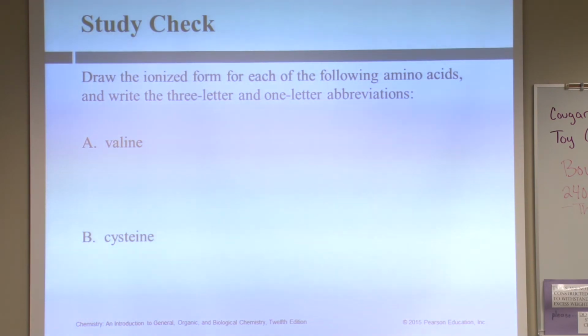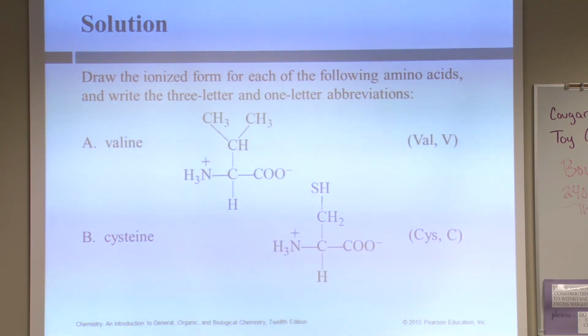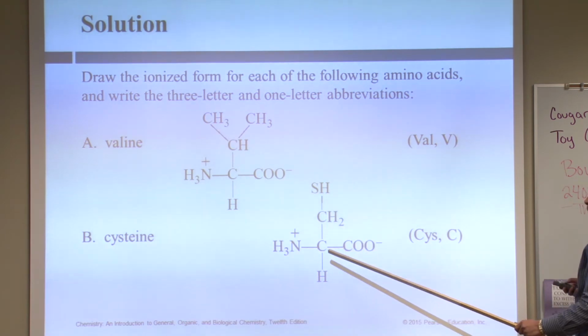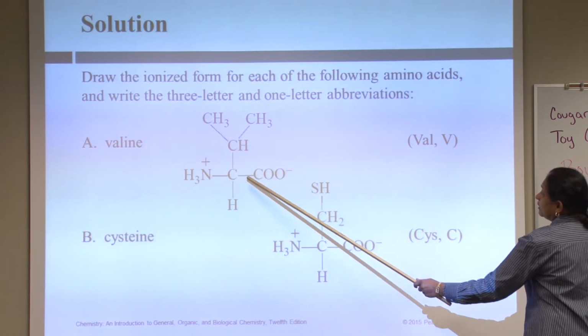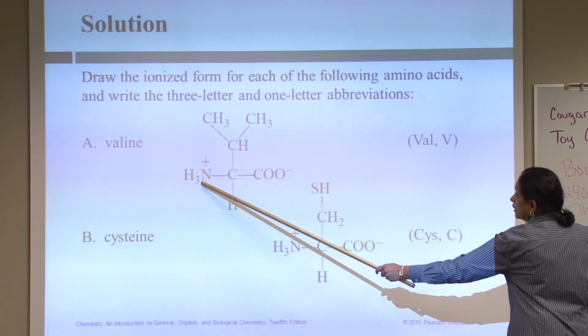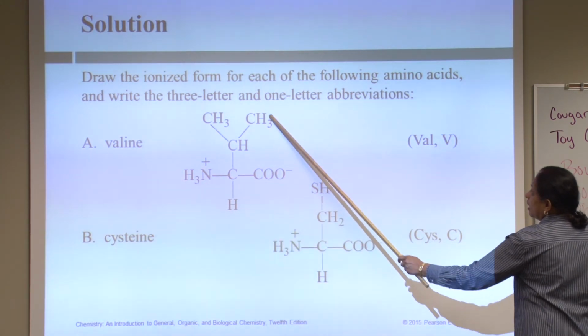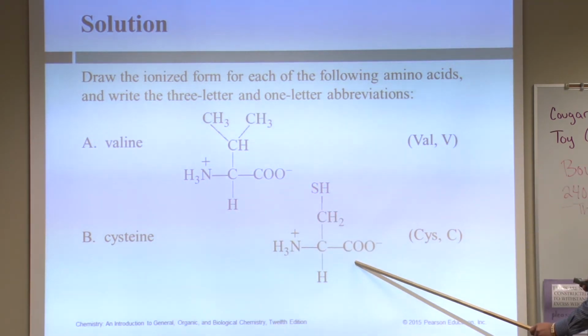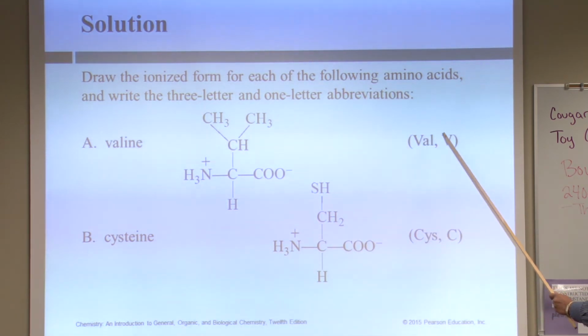Draw the ionized form for each of the following amino acids and write the 3-letter, 1-letter abbreviation. So these are on page 554. Please refer, and you can see that we have set this up from page 554. So when you are setting up an amino acid, you have the central carbon, carboxylate group, ammonium group, hydrogen, and the R group. And then you have your 3-letter and 1-letter abbreviation for every amino acid.